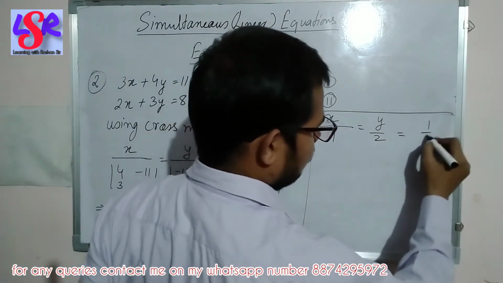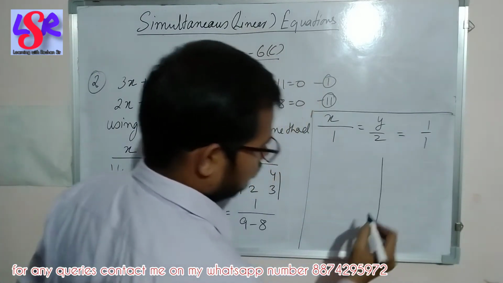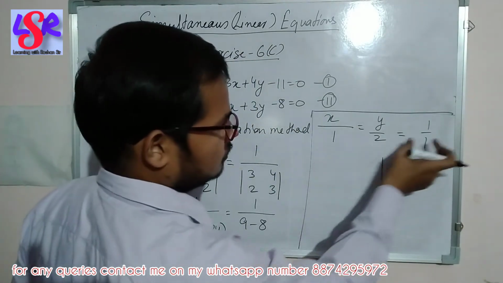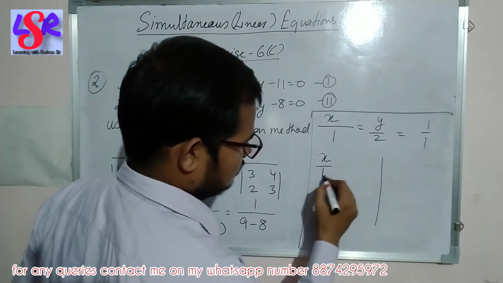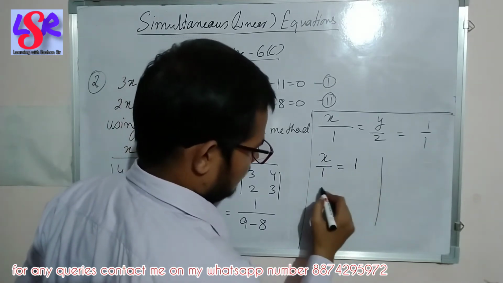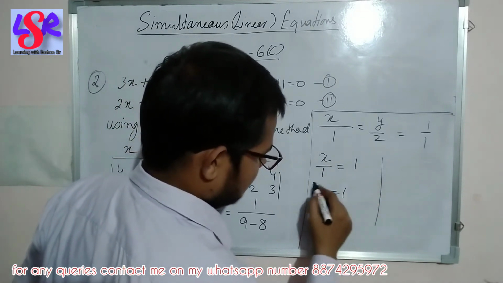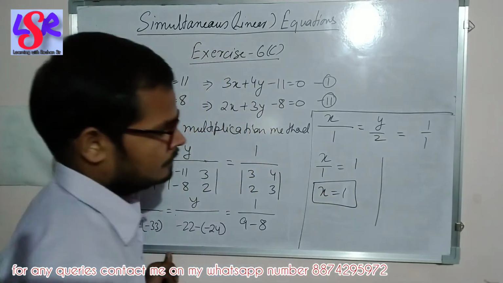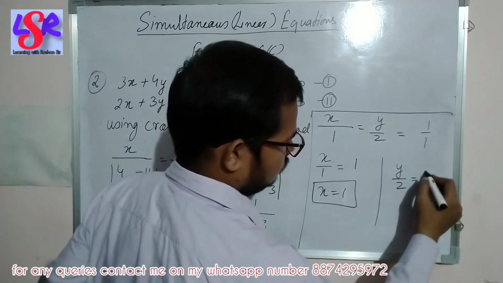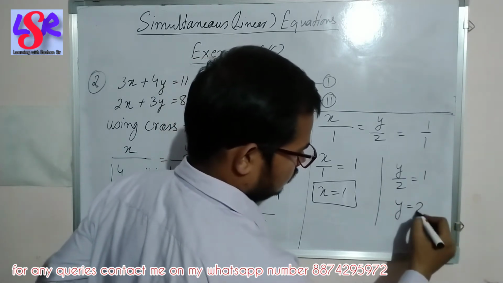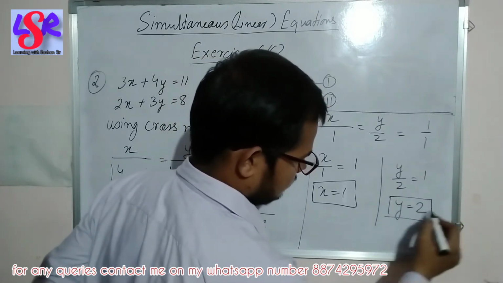So 1 upon 1. Now we're going to divide this into two parts, with x upon 1 equals to this one and y upon 2 equals to this one. So x upon 1 equals to 1. So x equals to 1 as answer, and y upon 2 equals to 1. So y equals to 2 as answer.